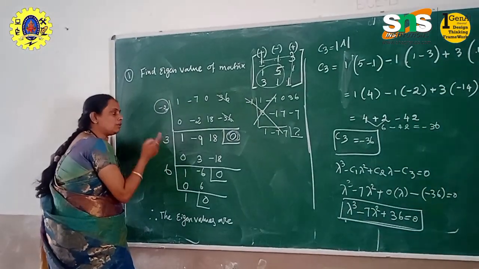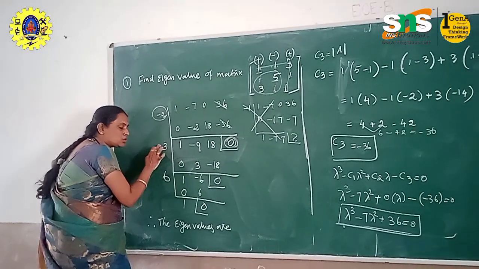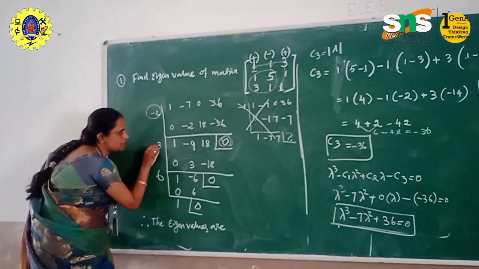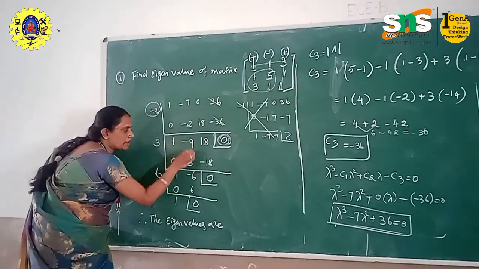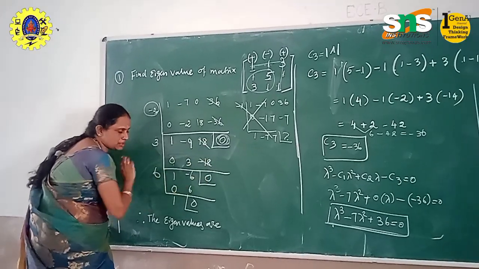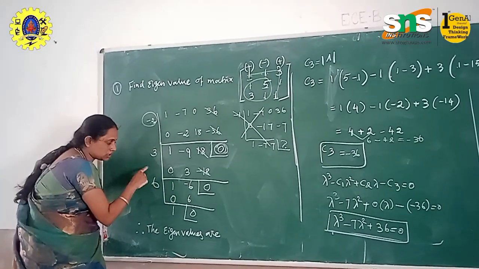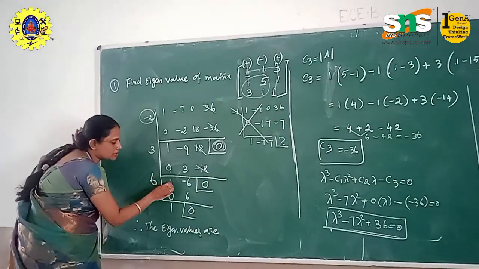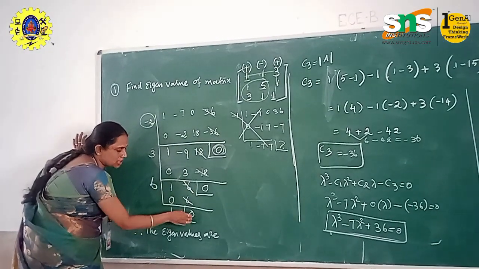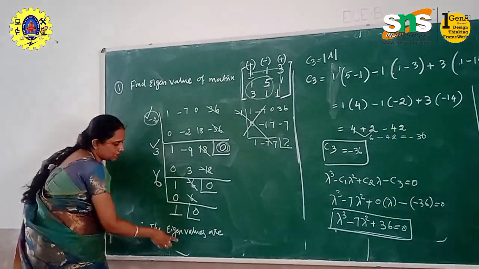Similarly, we choose the value 3. We put 0, and the 1 stays. 1 into 3 is 3. Again we put 3 and simplify: minus 6. Minus 6 into 3 is minus 18. Here also it cancels and the value is 0. In this step, with minus 6 we use the value 6. We put 0, 1 into 6 is 6, and it cancels, the value is 0. The remaining value is 1.